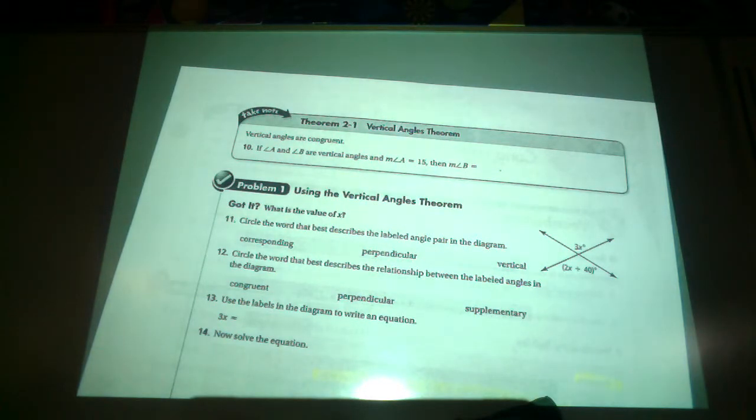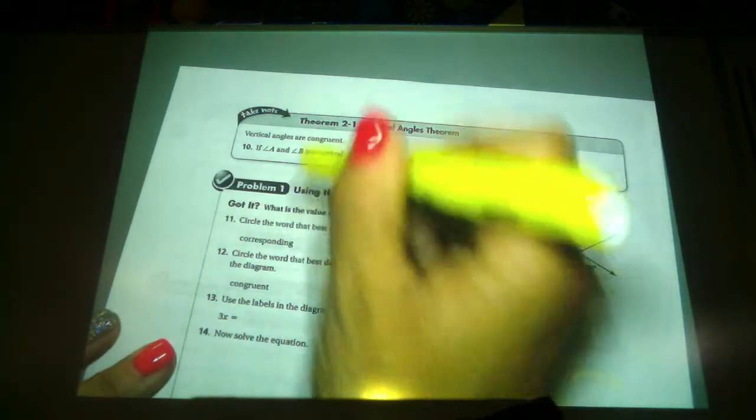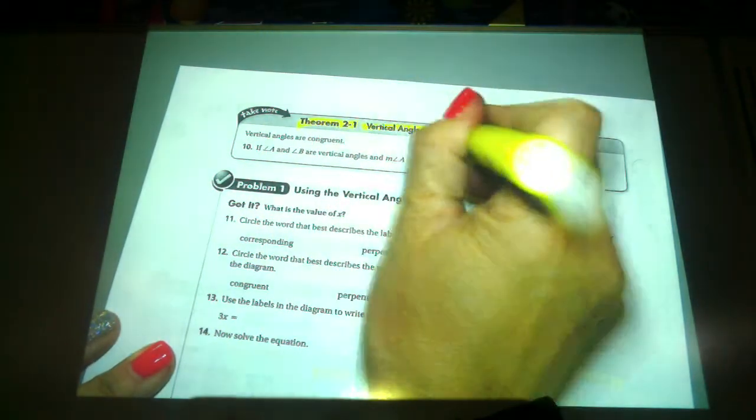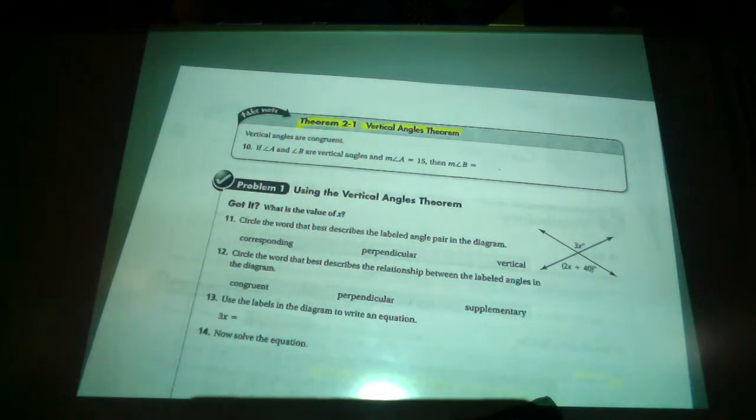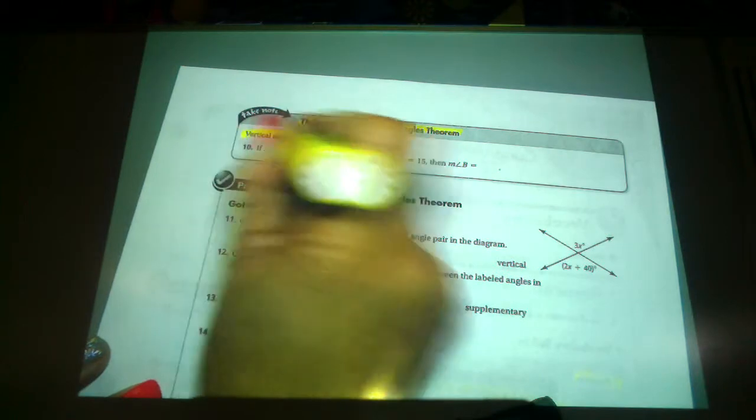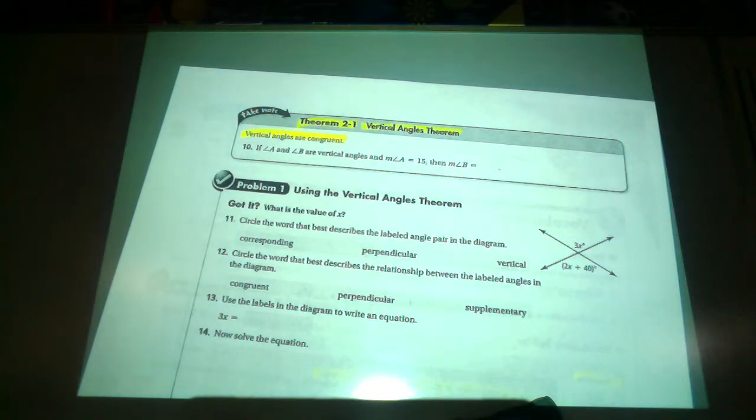So here's one that we already talked about, but now there's a formal theorem behind it. Vertical angles theorem. You may not call it theorem 2-1, and you're not allowed to use vertical angles theorem as the reason in your proof. You have to state what it says. And what it says is that vertical angles are congruent. So anytime I'm showing that two angles are congruent in my proof, your reason will be vertical angles are congruent. So learn it, put it on the flashcard.